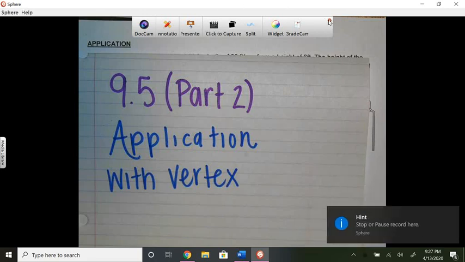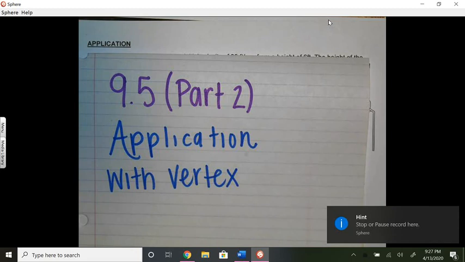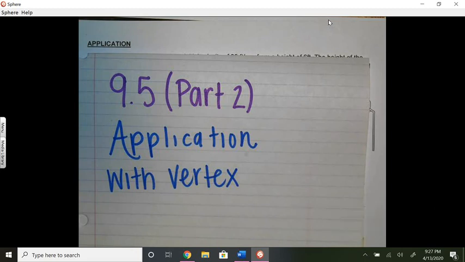In this video, we'll go over a couple of examples of where you could use finding the vertex for some application. There are also some videos on my website that show some more visual examples.